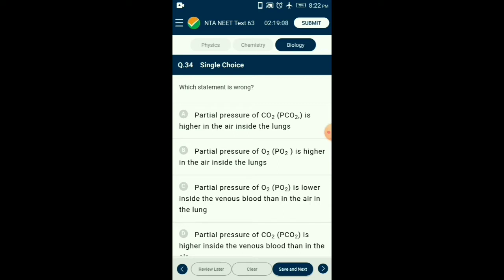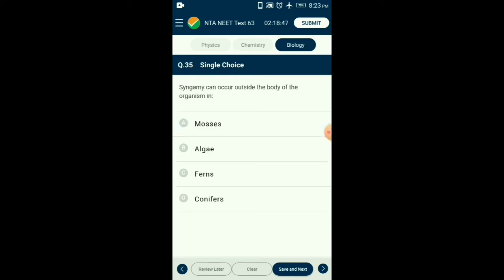capillaries. Hence, partial pressure of carbon dioxide, that is PCO2, is lower in the air inside the lungs? So the answer for this question is option A. Partial pressure of carbon dioxide is higher in the air inside the lungs. That is the wrong statement. Question number 35.